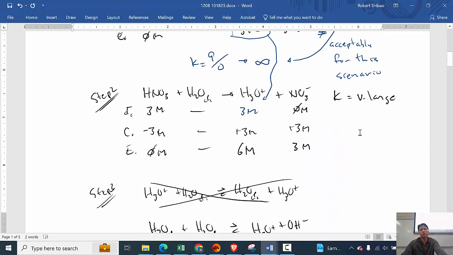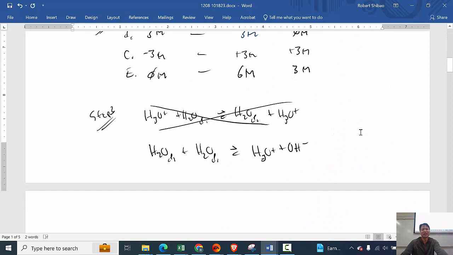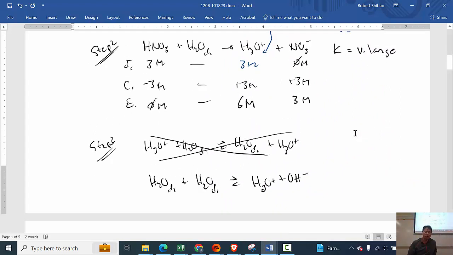If I was only interested in step three, I would look, what is the K value for step three? This one we should memorize at 25 degrees C. It is 1.0 times 10 to the negative 14. This is Kw. Is this going to produce much hydronium? Would you say? No.